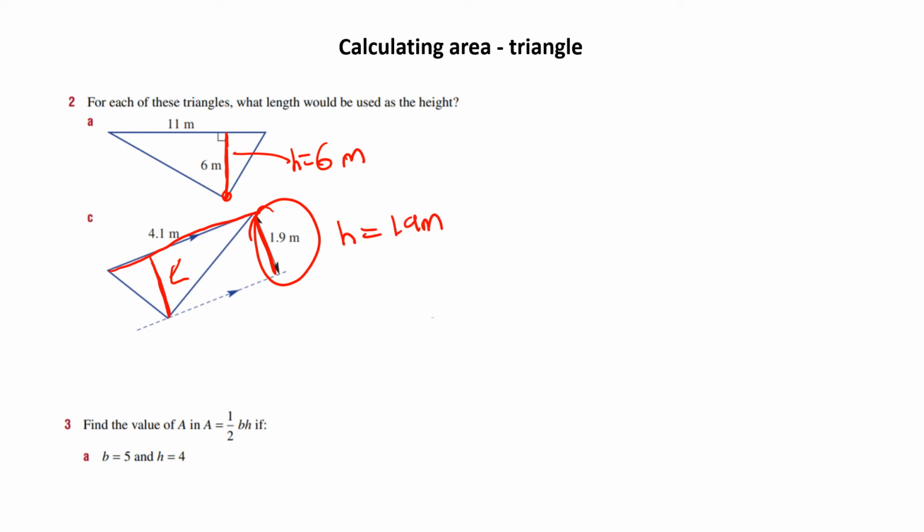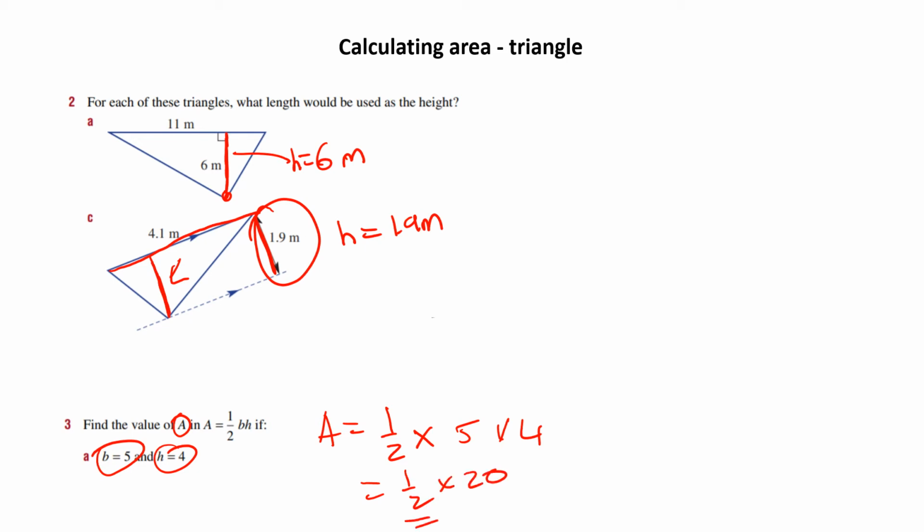This question down the bottom: find the value of A if A equals half B times H, where B equals 5 and H equals 4. So I'm going to go A equals half times 5 times 4. Half times 5 times 4 is 20, and half times 20 is 10. It's not in any units, so it's 10 area units in this case. If it was in meters, it'd be meters squared.